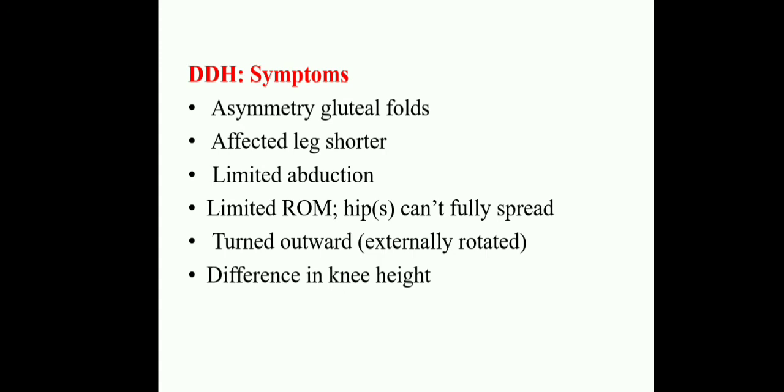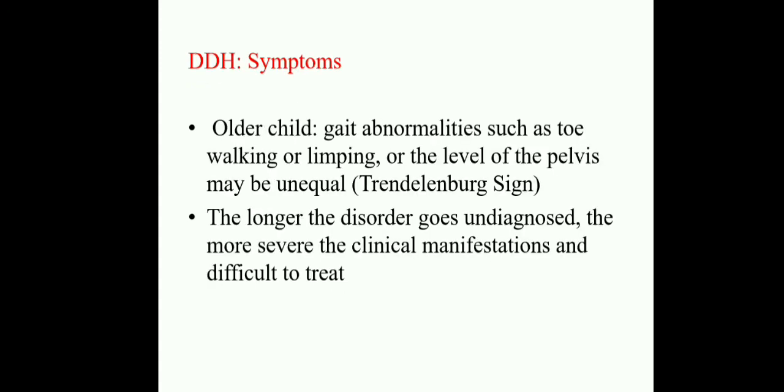Okay, this is about the DDH symptoms. And in older children, gait abnormalities are there, such as toe walking or limping. Okay, here the level of the pelvis may be unequal. Okay, the Trendelenburg sign: whenever we check a child who is suffering, we will easily recognize that the child has pelvis deformity. Okay, the baby is limping while walking, or there is toe walking also. Okay, easily we will recognize those children.